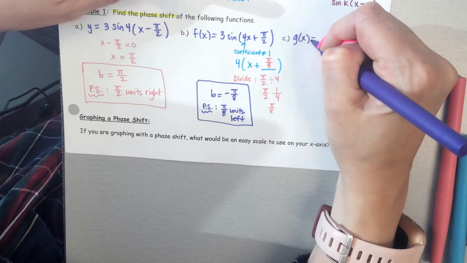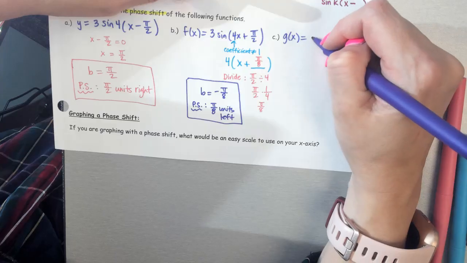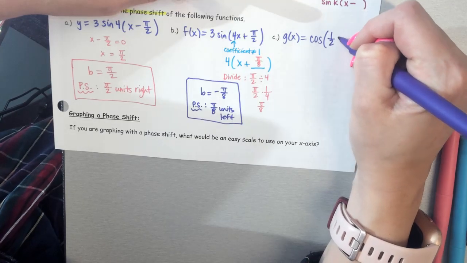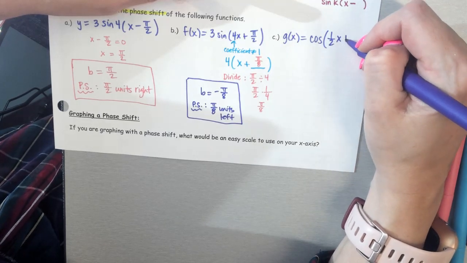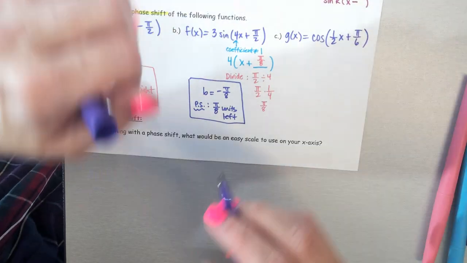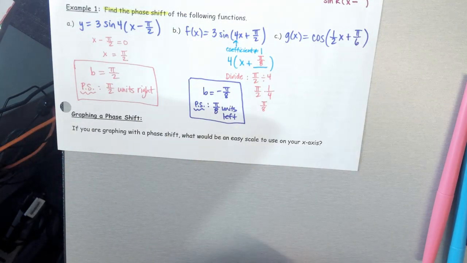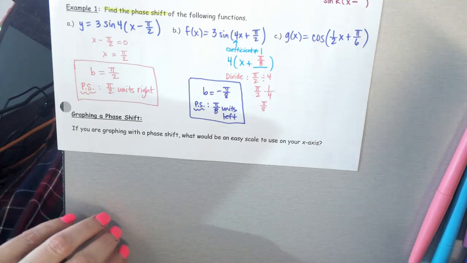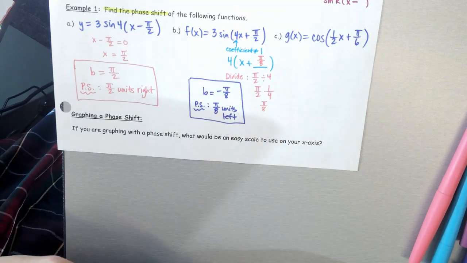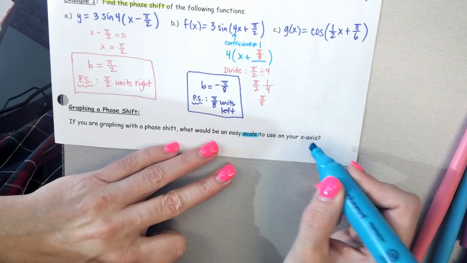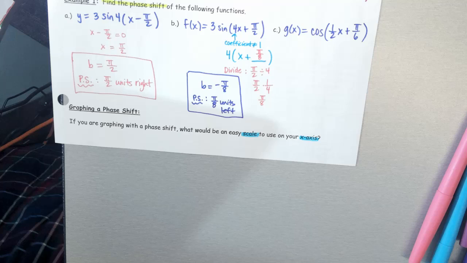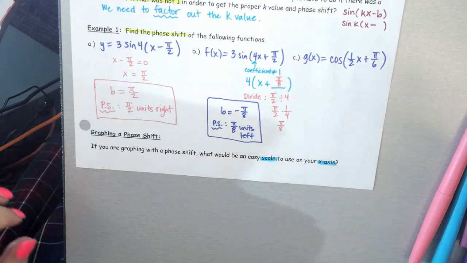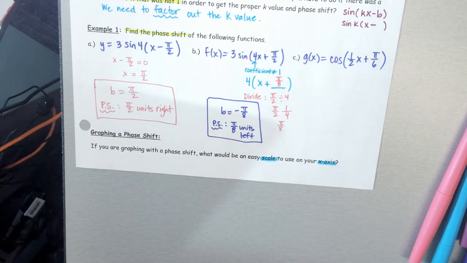All right, so you guys give this one a try. G of x equals the cosine of 1/2 x plus pi over 6. Let's try quickly. You want to think about the next step, you can.